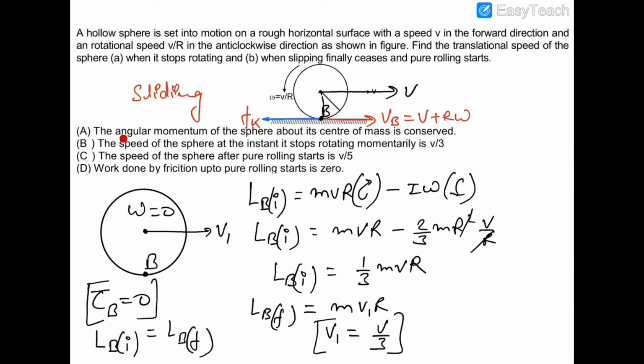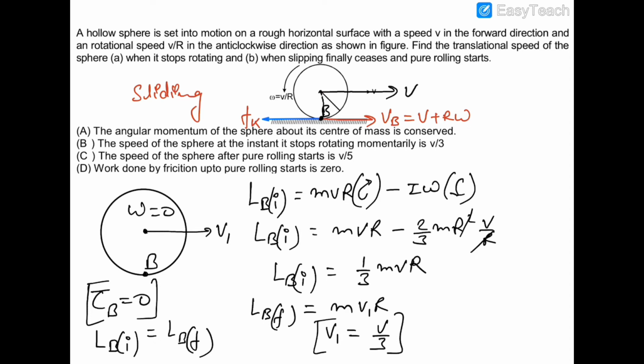Option A says that the angular momentum of the sphere about the center of mass is conserved. This is incorrect because you can see that this is the center of mass of the sphere and this friction is creating some torque about this center. So the net torque about the center is not zero. Therefore we cannot conserve the angular momentum. So option A is not correct.